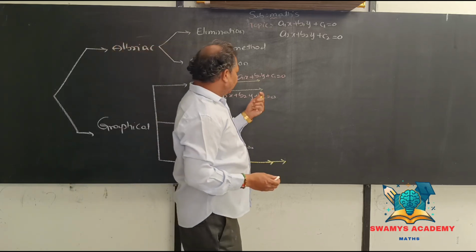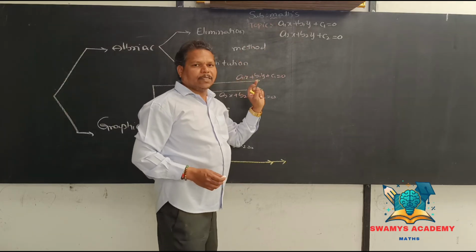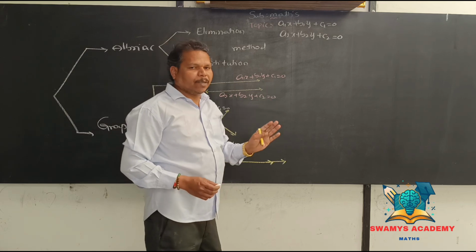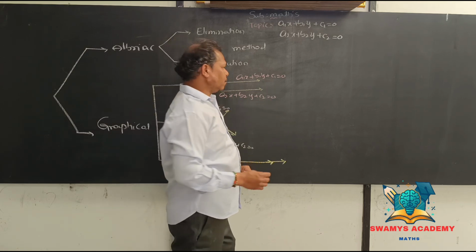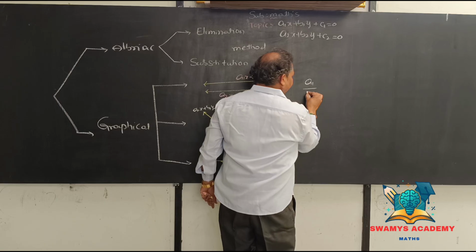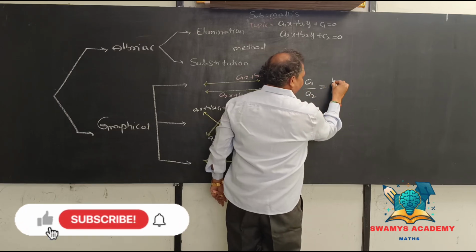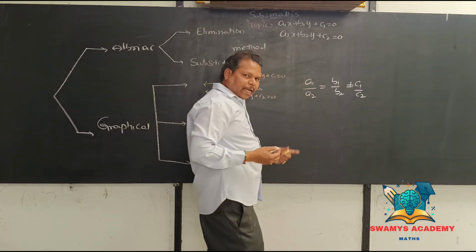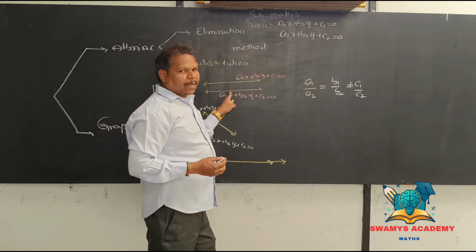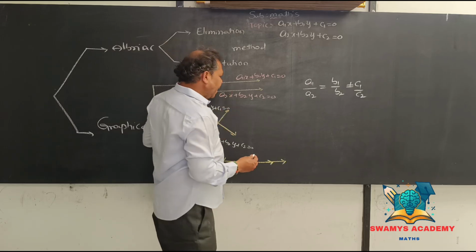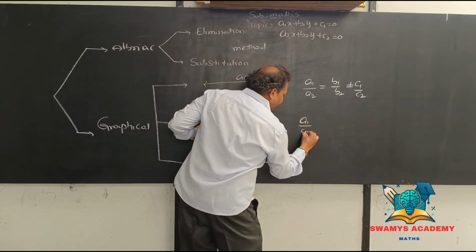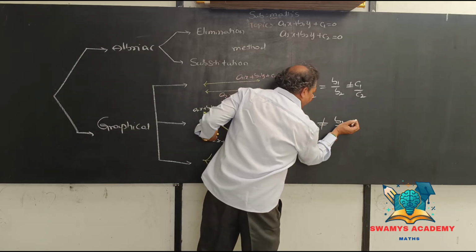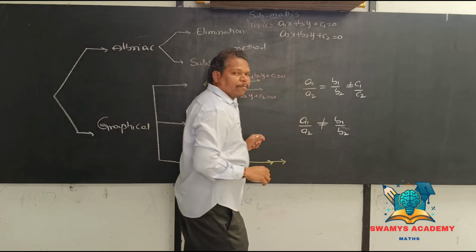So how do we find this using the standard form of linear equations in two variables? For parallel lines, a1/a2 = b1/b2 but not equal to c1/c2. With the help of this, we can find whether the lines are parallel or not. For intersecting lines, a1/a2 is not equal to b1/b2.